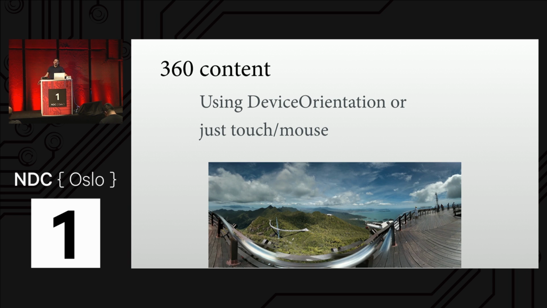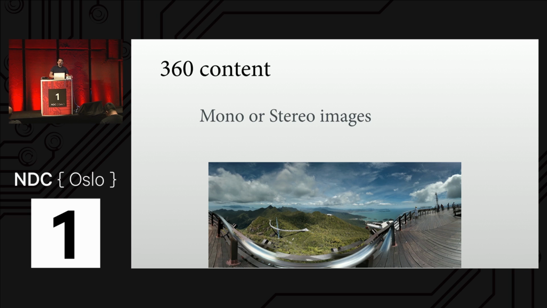For 360 content, as I mentioned before, you can use device orientation. That's the JavaScript API that has been around for a while, probably 6 years. Or just touch and mouse to move around 360 content, like images that you have there, okay? Anyway, you're probably going to use a framework. You're not going to just write the code yourself. You can, of course. And you have mono or stereo images. The idea here is that mono is just the image that you are taking with your normal camera or even your phone camera.